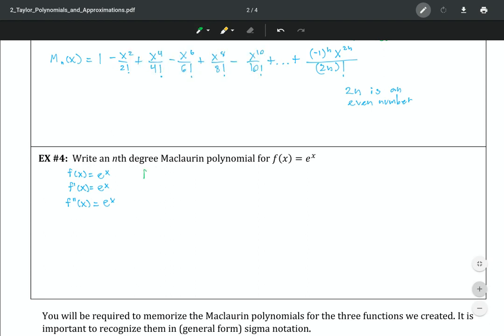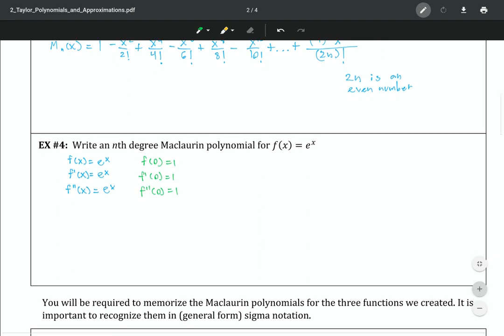Okay, now, since this is a Maclaurin polynomial, then I know that c is 0, right? So they want this centered around 0. Now in this case, these are all going to be 1, right? Because the function is the same. All right, so let's go ahead and write it.